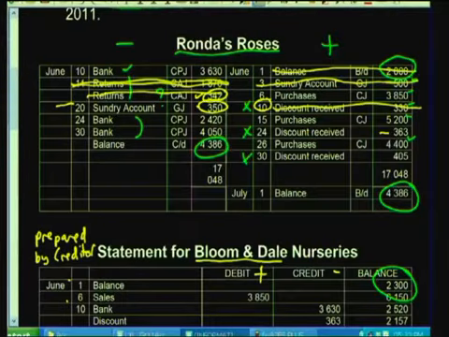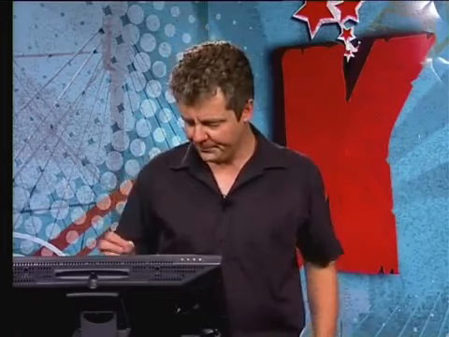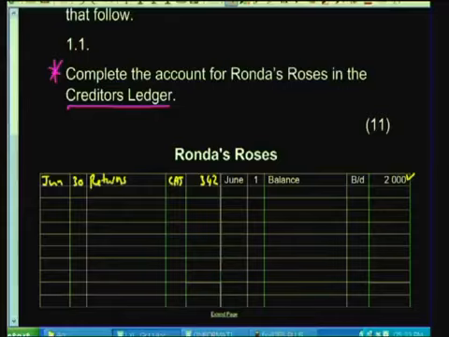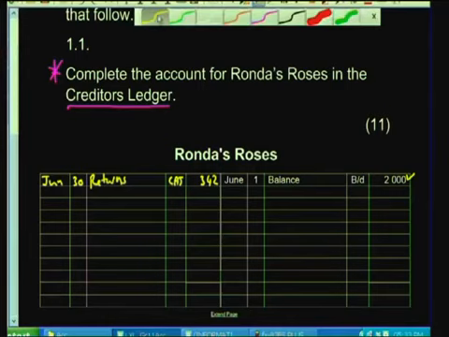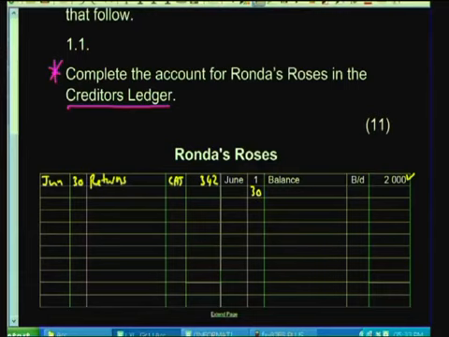Now we've been told that this item on the 20th, this one here, for 350 Rand, was for interest charged, and I already showed you that this number should appear on the credit side of Rhonda's Roses account. Why? Because now we owe them more money. If somebody charges me interest, I owe that person more money than I owed them before. So this 350 Rand, I'm going to put over here. We can just do everything on the 30th of June. And I will include this here as interest charged.